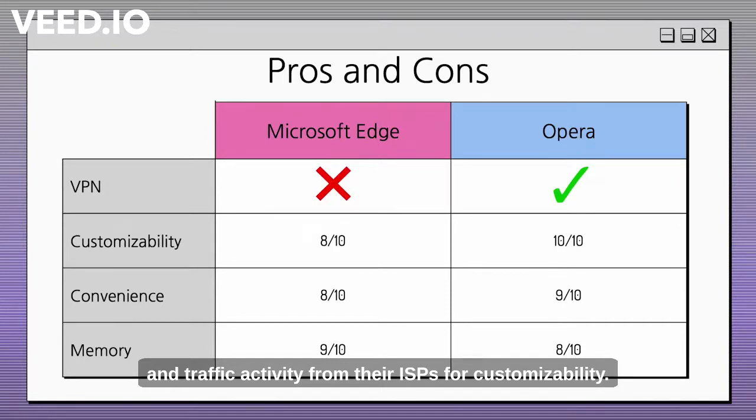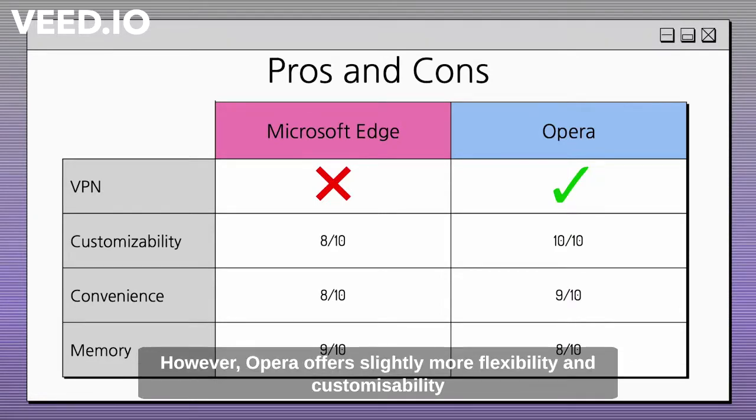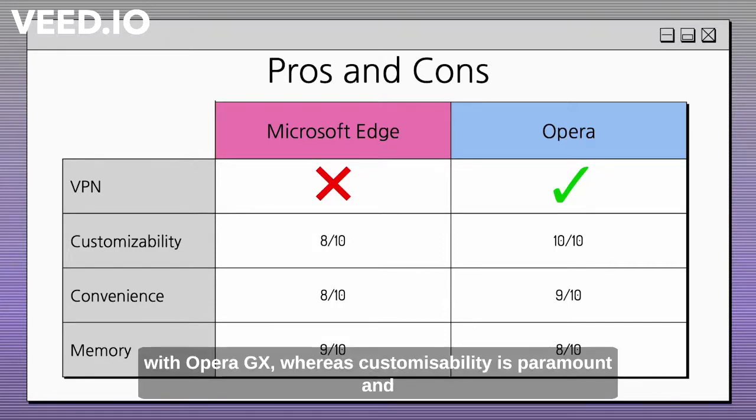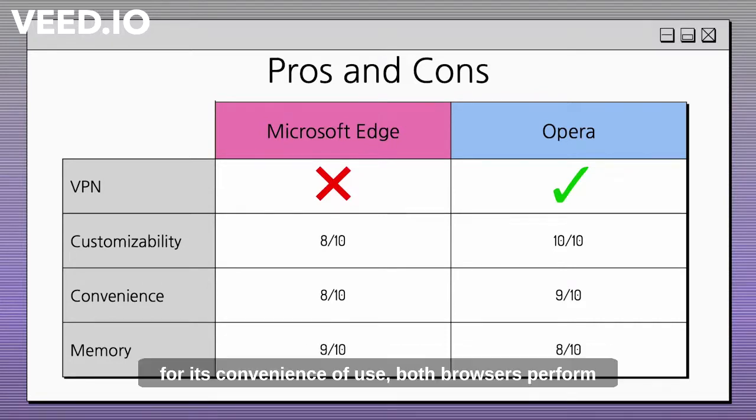For customizability, both browsers offer a wide range of customizable looks. However, Opera offers slightly more flexibility and customizability for its users compared to Microsoft Edge, especially with Opera GX, where customizability is paramount and incomparable to other web browsers and Microsoft Edge. For convenience of use, both browsers perform around the same.